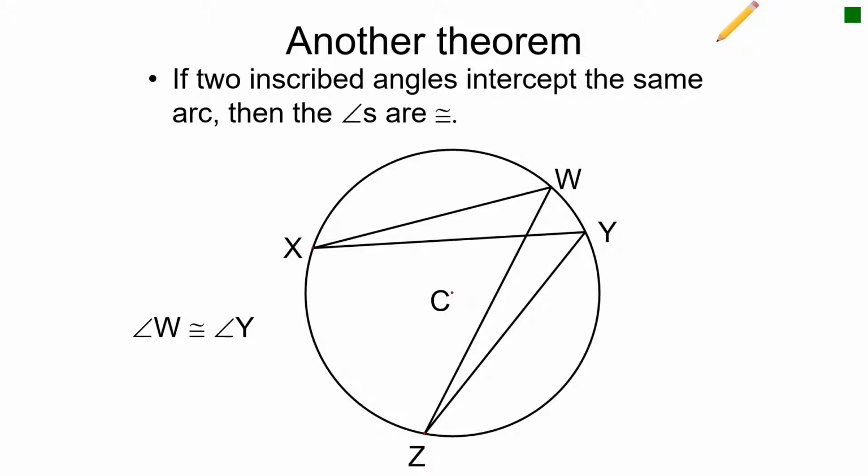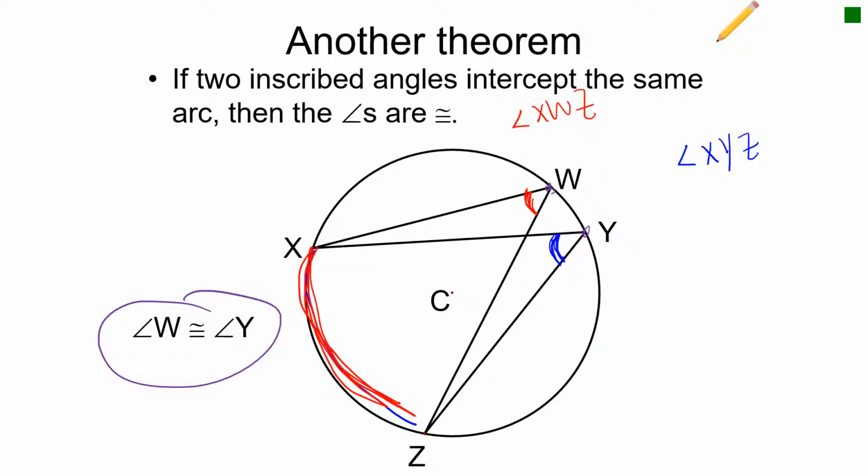Okay, another important theorem that we need to know is that if two inscribed angles of a circle intercept the same arc, then those two angles are also congruent. So in my picture, the angle XWZ, or this angle right here, and the angle XYZ, or this angle right here, they are intercepting that same arc from X to Z in the circle. So this intercepted arc is the same for both of those inscribed angles. So therefore, we're saying that those two angles, W and Y, are going to be congruent. So that's a simple, easy theorem that's sometimes hard to remember because you just forget, but it's good to know.